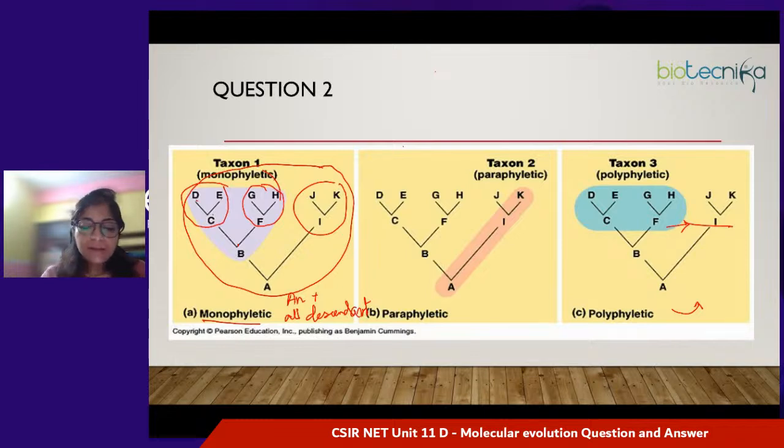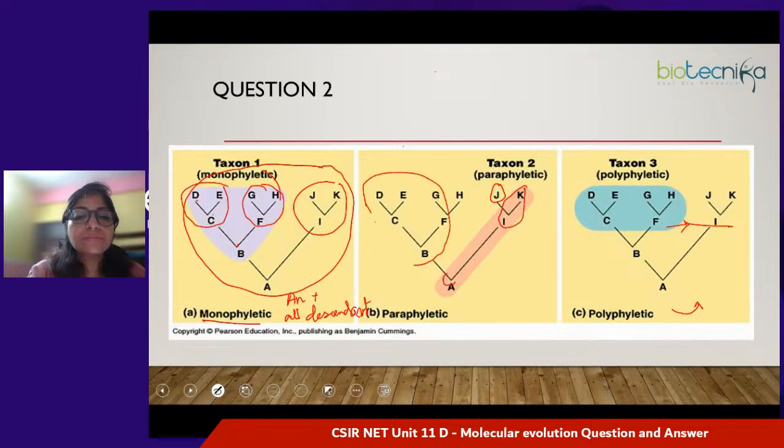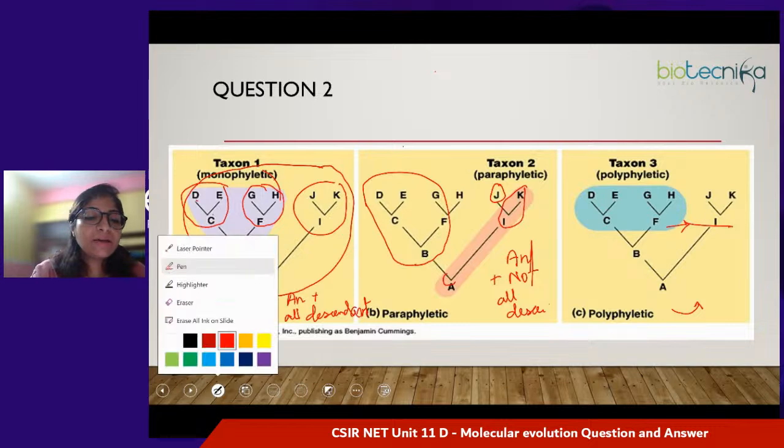Right. Now, what will be a paraphyletic group? A paraphyletic group is the one where the ancestor is considered, but not all of its descendants are considered. So this J is a descendant, but we are not considering it. Or if we say a group of this, then also it will be paraphyletic. If we consider a group like this, then also it will be paraphyletic. So basically, ancestor is there, but not all descendants. That is paraphyletic.